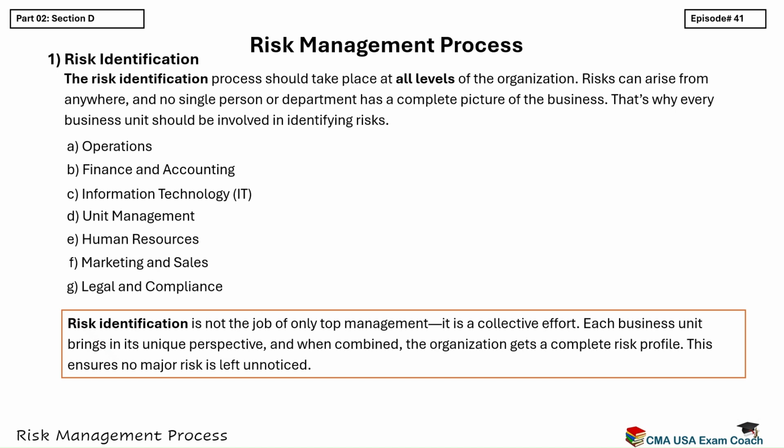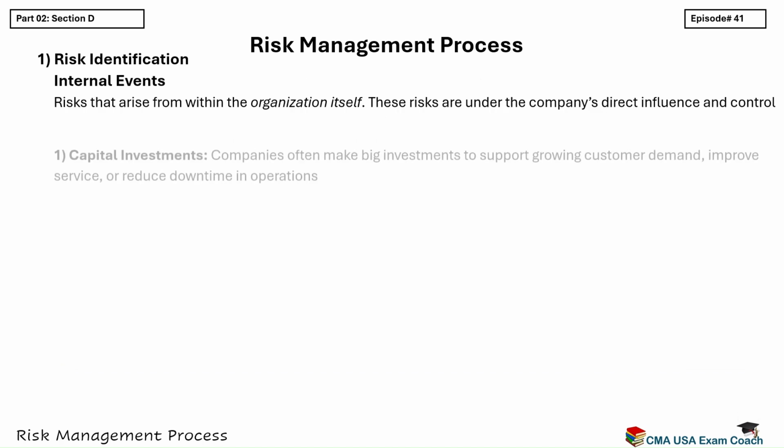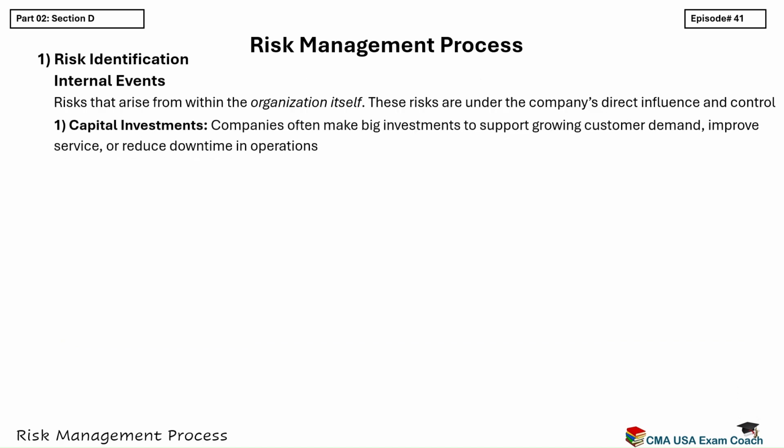When we talk about internal events, we mean risks that arise from within the organization itself. These risks are under the company's direct influence and control, but if not managed properly, they can significantly affect operations. Let's go through some key examples.